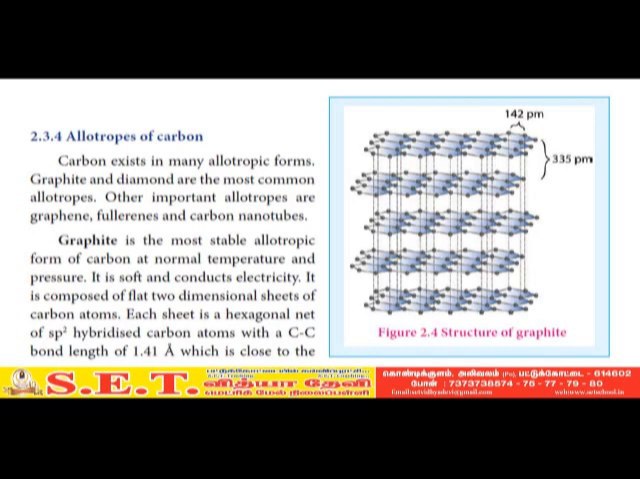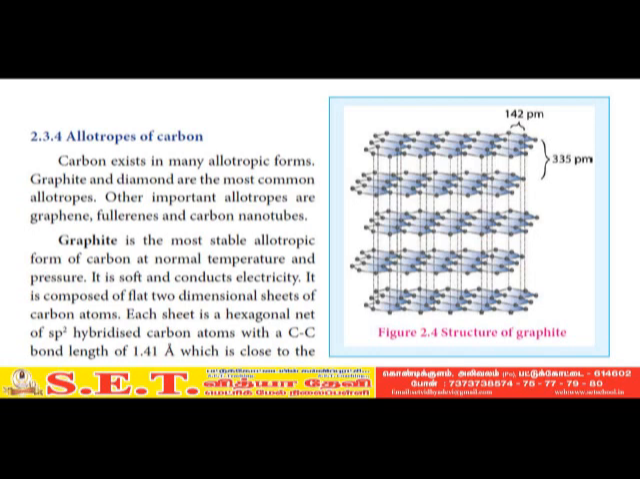graphite. Graphite is the most stable allotropic form of carbon. Among the allotropes, graphite is the most stable at normal temperature. It is soft, very soft compared with diamond. It conducts electricity. I have to remind you, graphite is the most stable allotropic form. First point. Second point, it is a soft one. Third point, it conducts electricity.